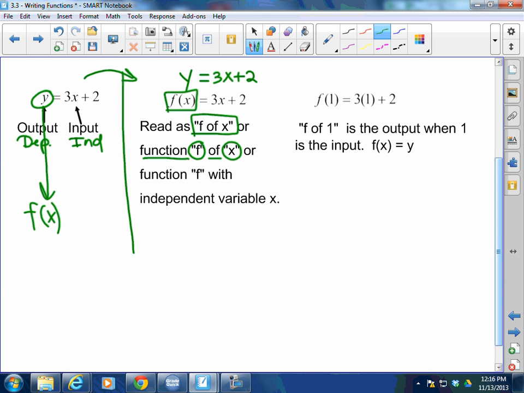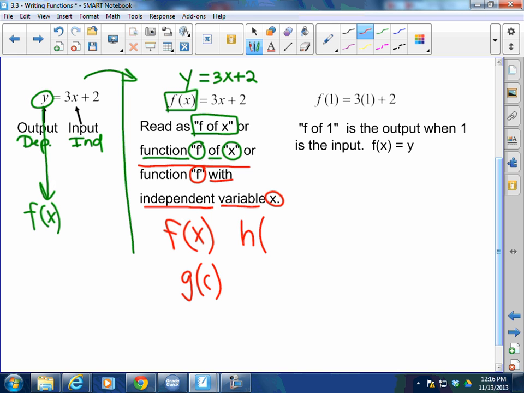Or, my favorite, the one that I think really drives it home and makes kids understand this, is the way I write it: function f with independent variable x. So when I have f of x, I know that this is a function called f, and my independent variable is x. What if I have g of c? I know that this is function g with independent variable c. What if I have h of k? I know that's function h with independent variable k.